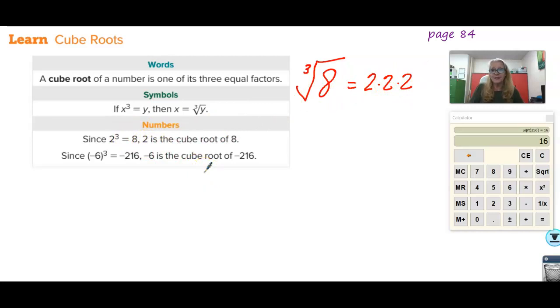Now, here's the thing. Can you have a negative answer? Heck yes, you can. If you had negative 2 times negative 2 times negative 2, wouldn't that be negative 8? It would. So, can I have a cube root of a negative number? Yes, I can, because 3 negatives multiplied together would give me a negative solution. So, when I tell you there can't be a negative number under here, that's only for squaring, okay? Not for cubing.